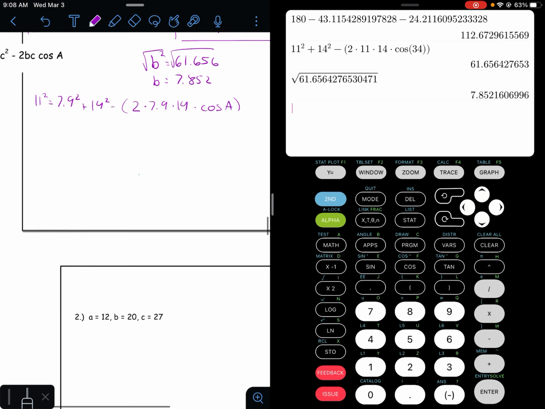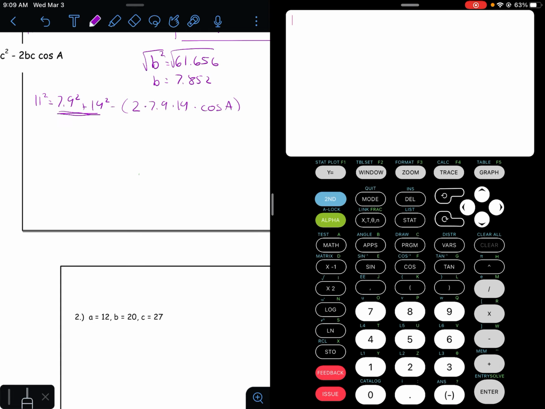I know this looks very complicated, and it is a little bit trickier because now we're solving for an angle, so we are going to have to use cosine inverse. Bear with me, we're going to get there. What I recommend doing is first finding out what this is. Do 7.9 squared plus 14 squared.